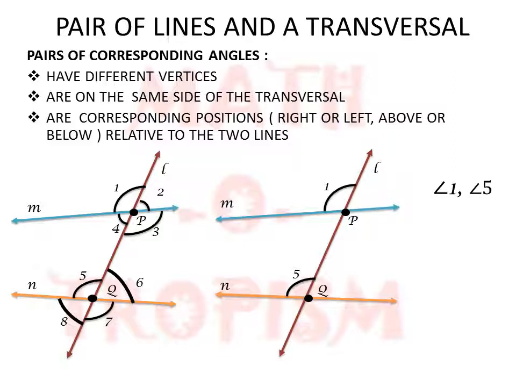Similarly, we will complete all the ones which are on the left side. So what is the left side angle apart from 1 near the line M?